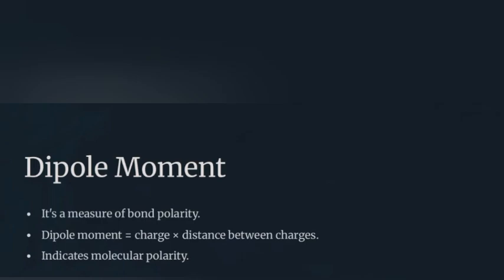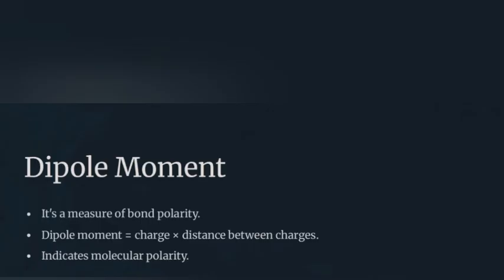The charge times distance between the charges. So that's the formula to calculate dipole moment. You barely see questions on dipole moment like that, but the idea is just to know what dipole moment is. It is the measure of the bond's polarity. I think most of the time you barely see questions that would ask you to calculate the dipole moment, especially in chemistry. So mostly what you will see is probably theoretical questions on it.